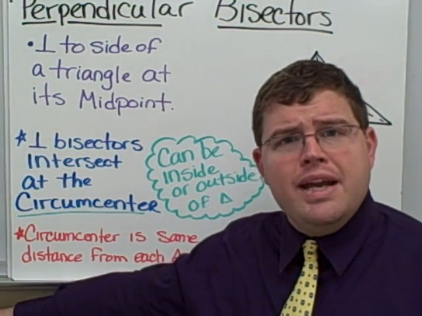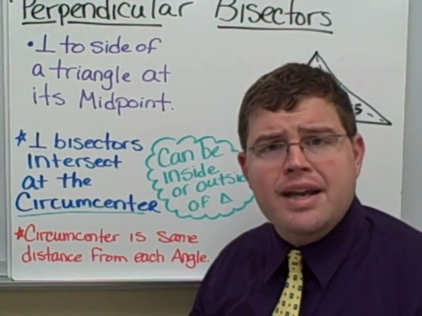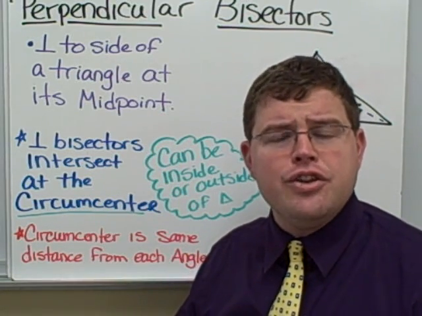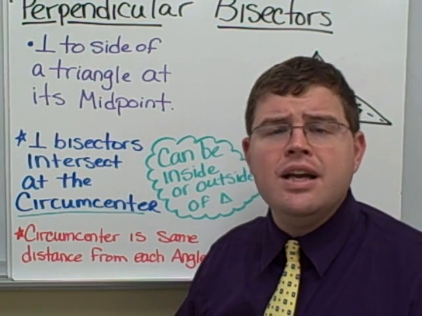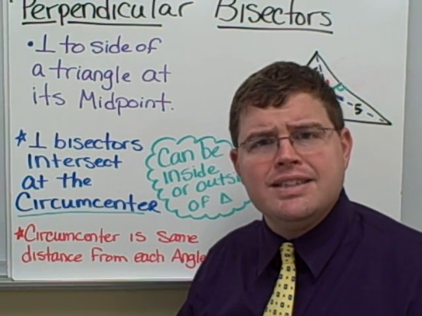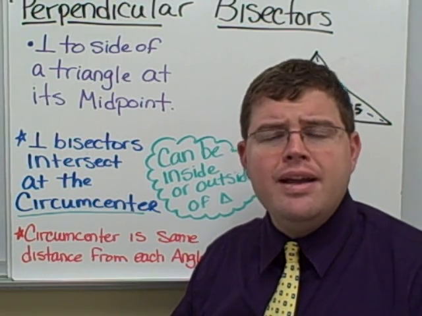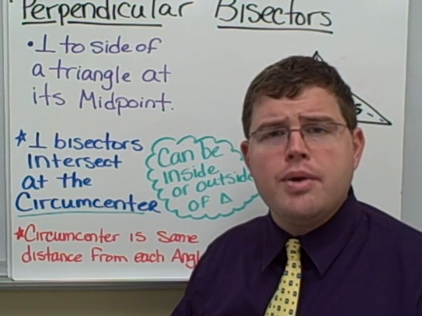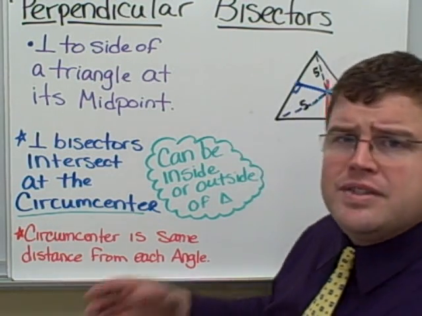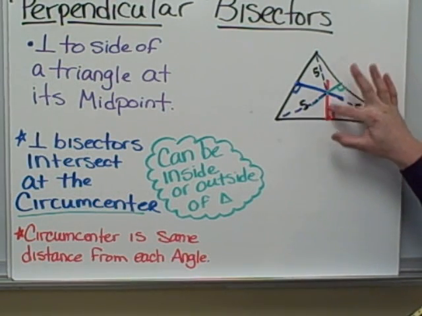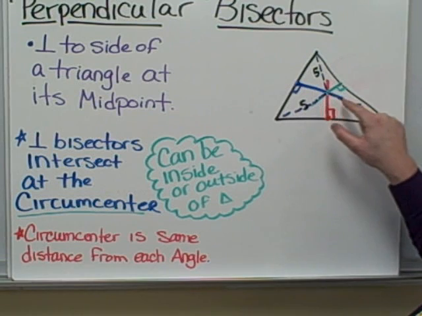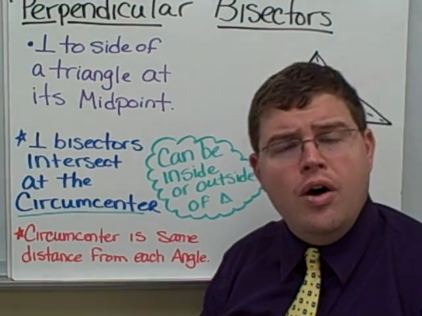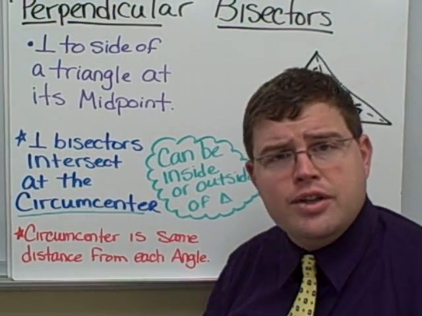Let's take a look at the perpendicular bisectors. We know that a perpendicular forms a 90-degree angle, and we know that a bisector cuts something in half into 2 equal or 2 congruent pieces. A perpendicular bisector simply cuts something in half through its midpoint and forms a 90-degree angle where it intersects. If we have a triangle and we construct all 3 perpendicular bisectors, we have something that looks like this. We have the red perpendicular bisector here, the blue one here, and the green one here. That point of concurrency where all 3 intersect is called the circumcenter.